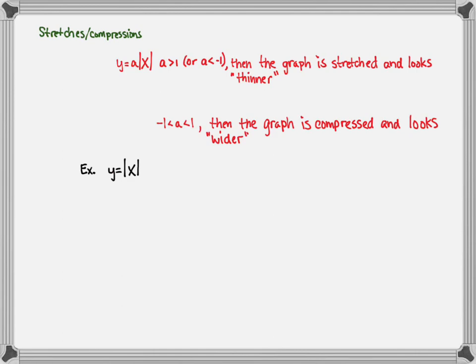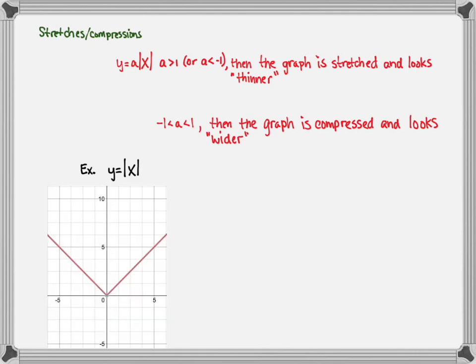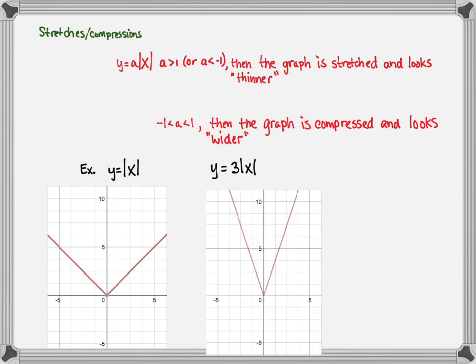For example, y equals the absolute value of x is my parent function. y equals 3 times the absolute value of x. Here, 3 is greater than 1, so it should be stretched. And when we look at the graph, it looks like it's stretched vertically. So imagine stretching it away from the origin, pulling it up. And now it looks taller, thinner, but it's stretched vertically.